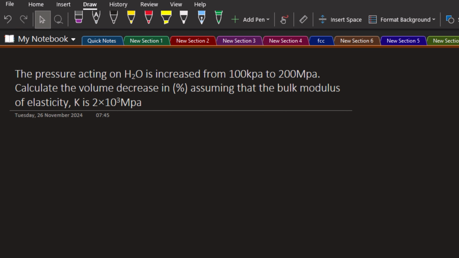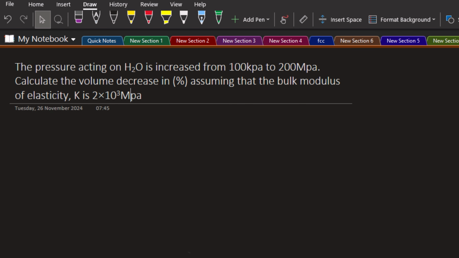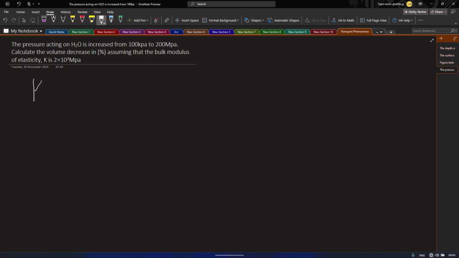So this question says the pressure acting on H2O is increased from 100 kilopascal to 200 megapascal. Calculate the volume decrease in percentage, assuming that the bulk modulus of elasticity K is 2 times 10 raised to the power 3 megapascal, right?